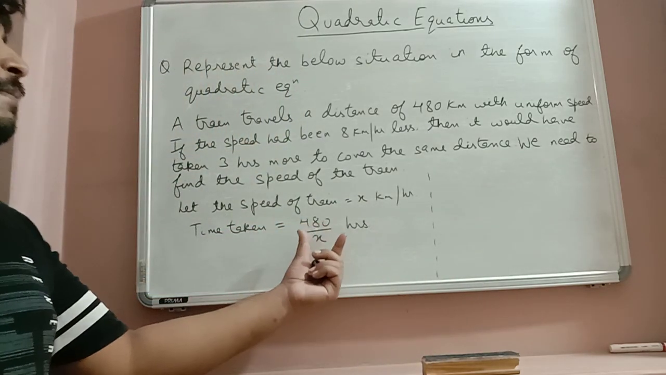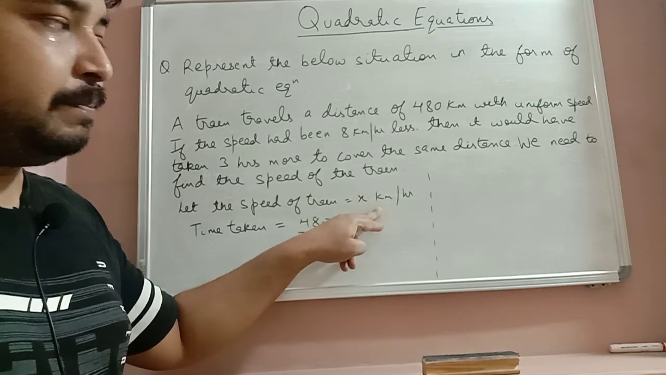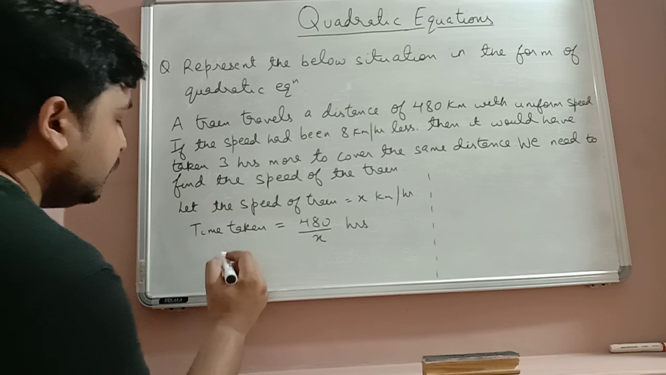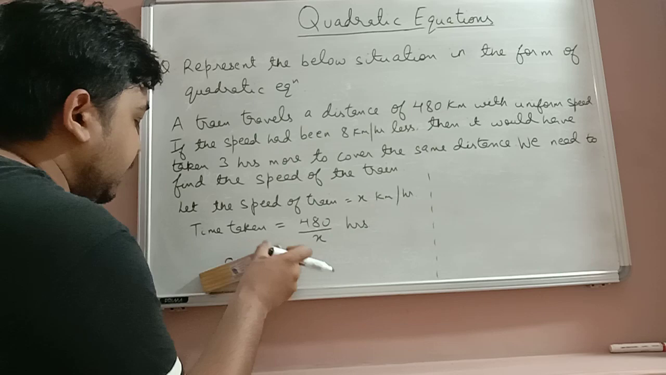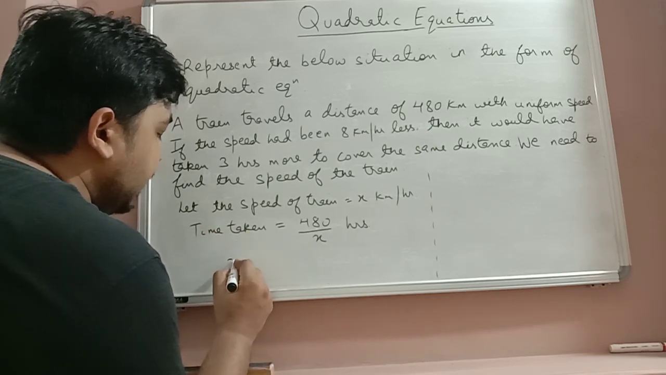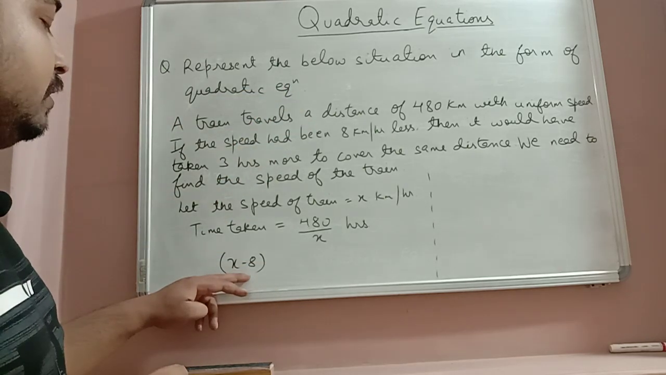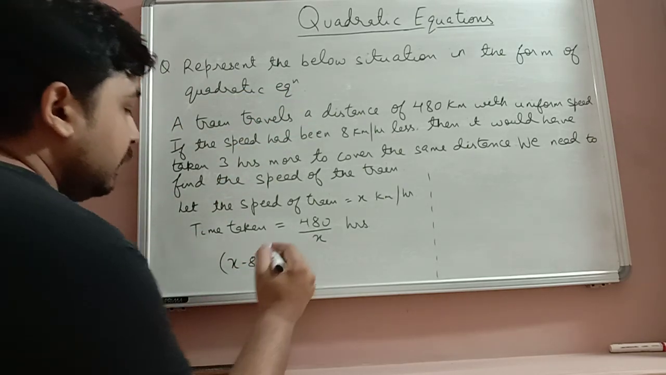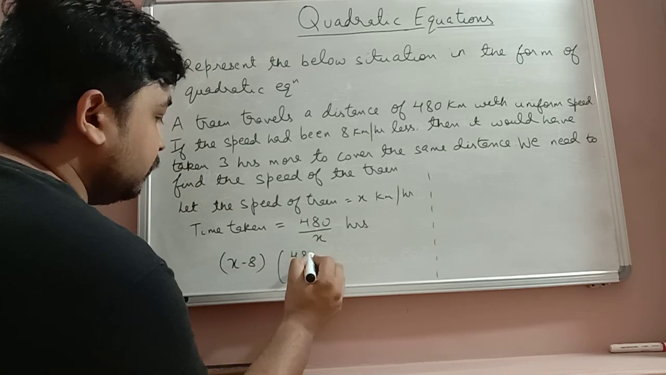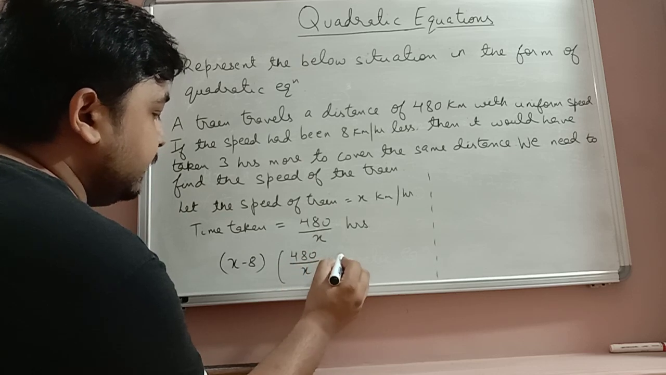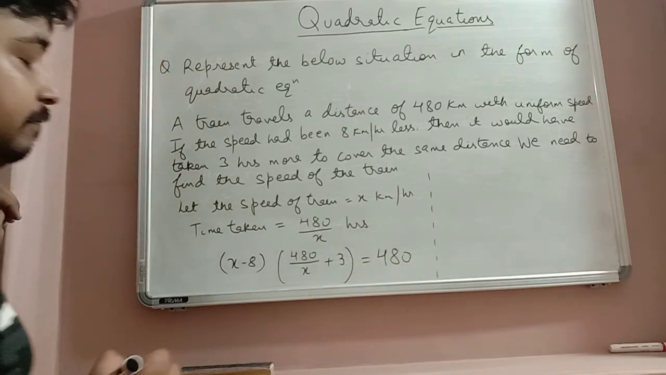So this is the usual time in which the journey will be completed, 480 by x hours, and the usual speed is x km per hour. Now according to the situation, if it had travelled with x minus 8 kilometers per hour, means 8 km per hour less than the usual speed, then it would have taken 3 hours more. So 480 by x plus 3 to cover the same distance, that is 480.